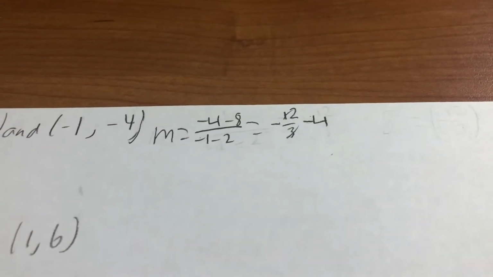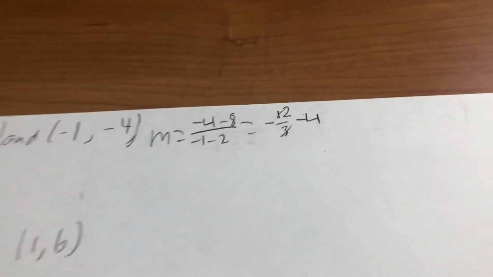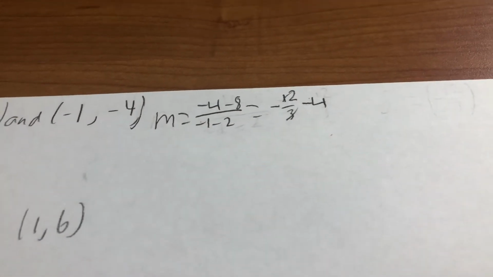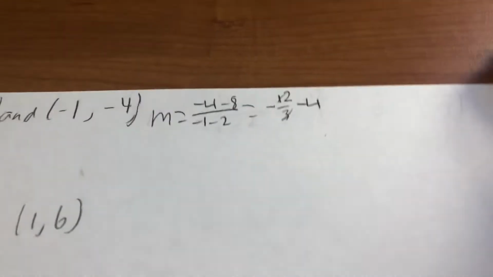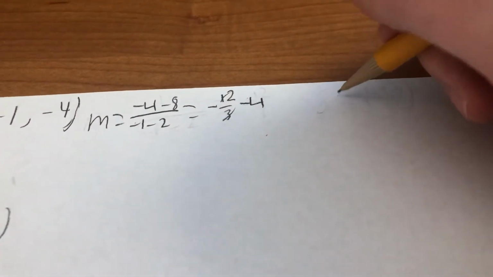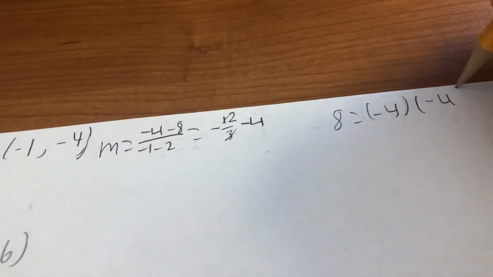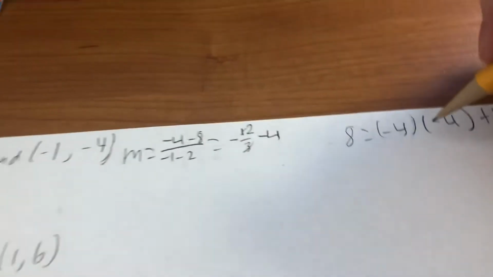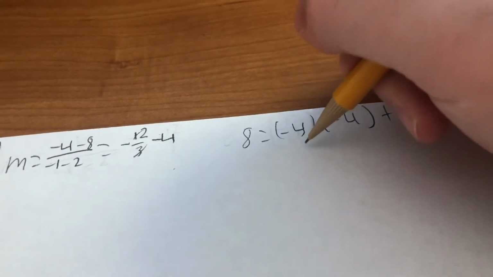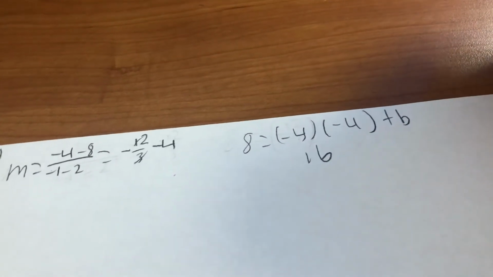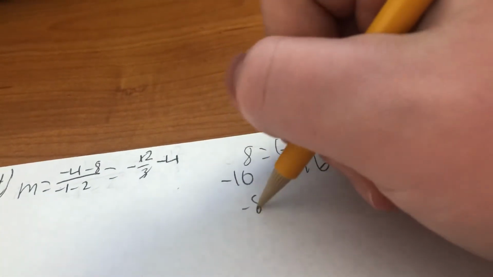So now we're going to move on to step 2, and we're going to plug in x, y, and m into the equation. From the original problem, we're going to plug in x1 and then y1 into the equation with m. So now we're going to do that. We are going to have 8 equals -4 times -4 plus b. Now we want to combine these right here, and that equals 16. Now we want to take away 16 from each side, and that is going to give us -8 equals b.